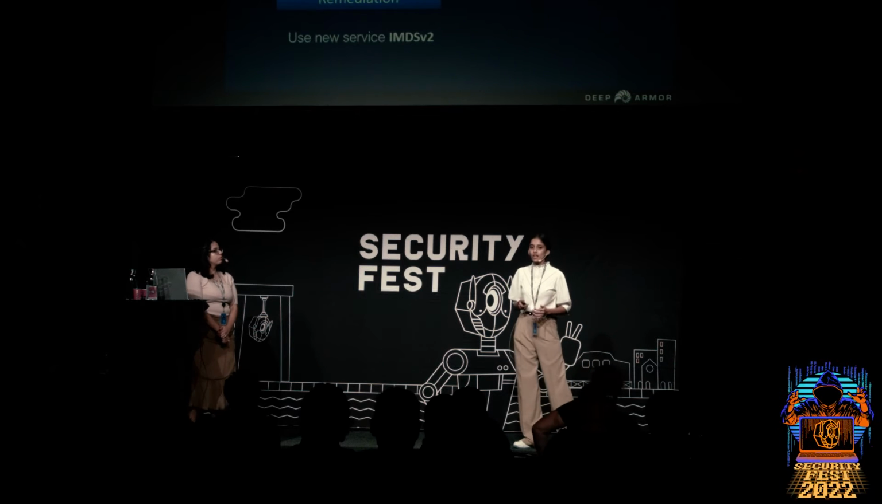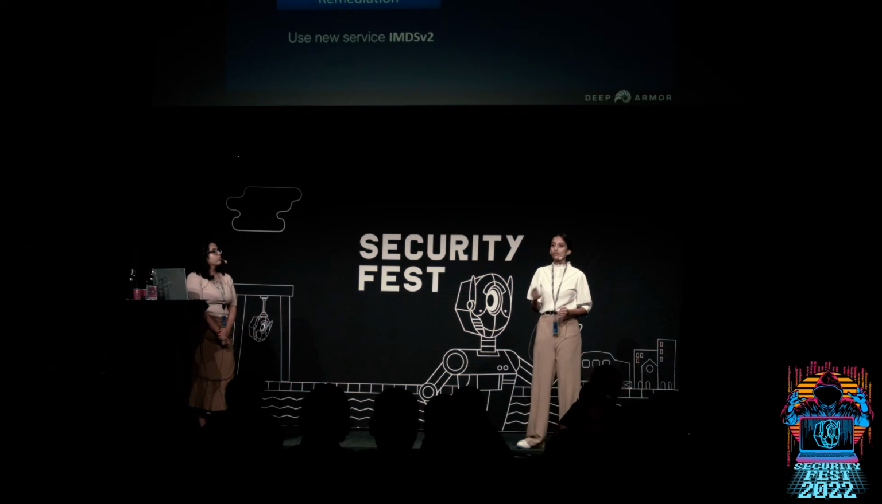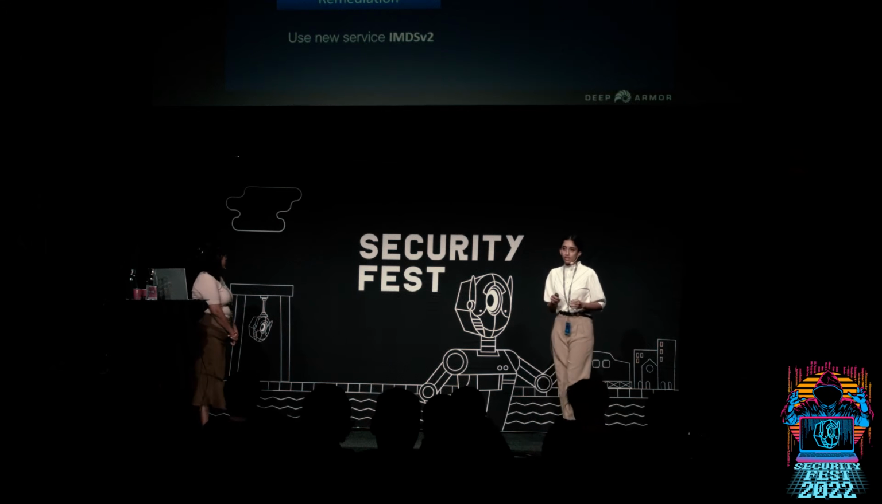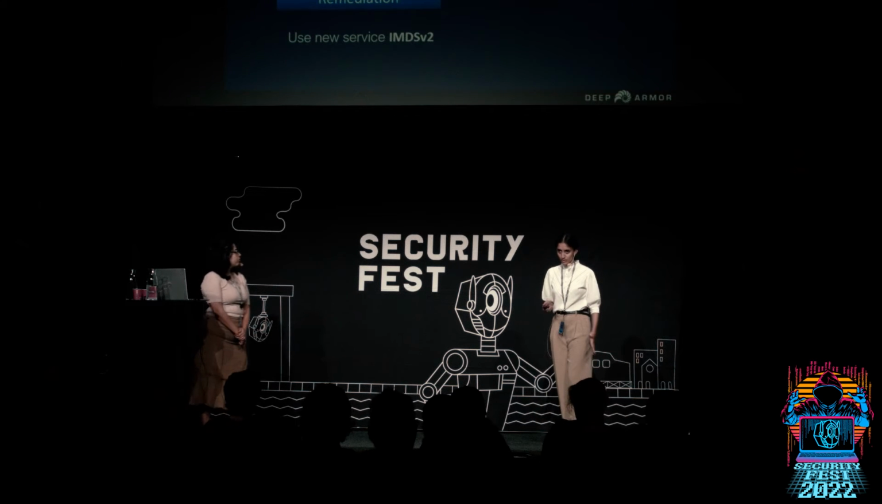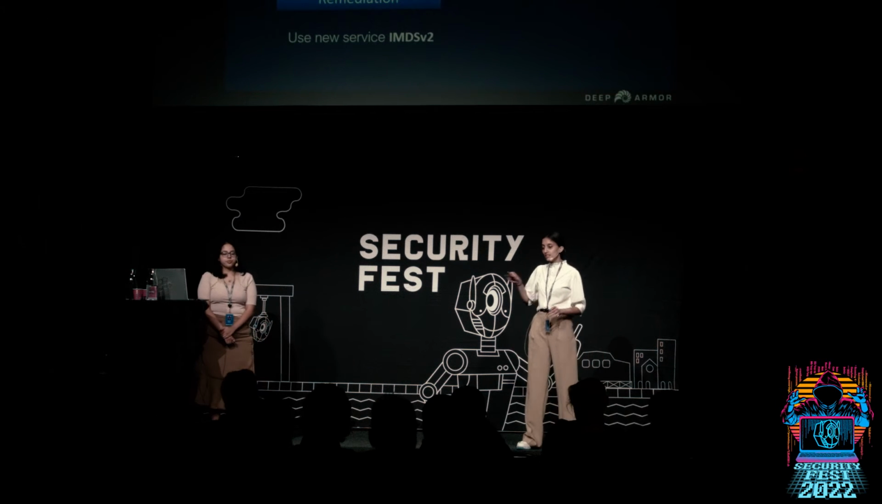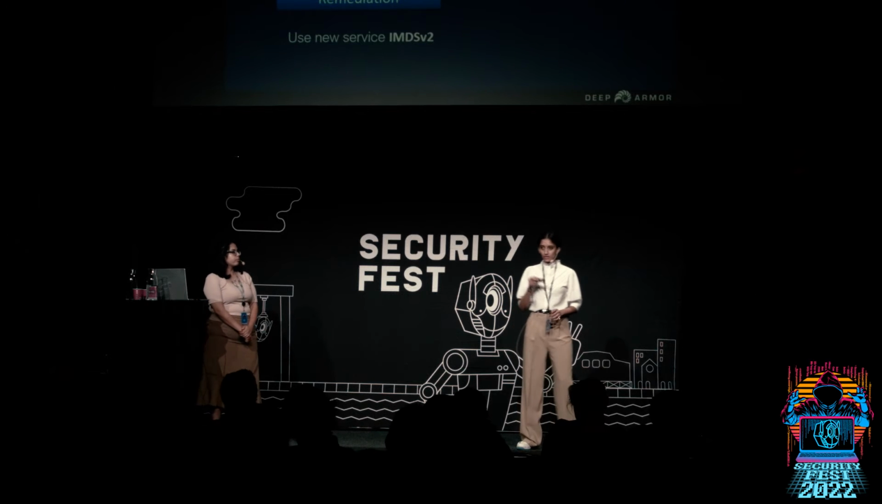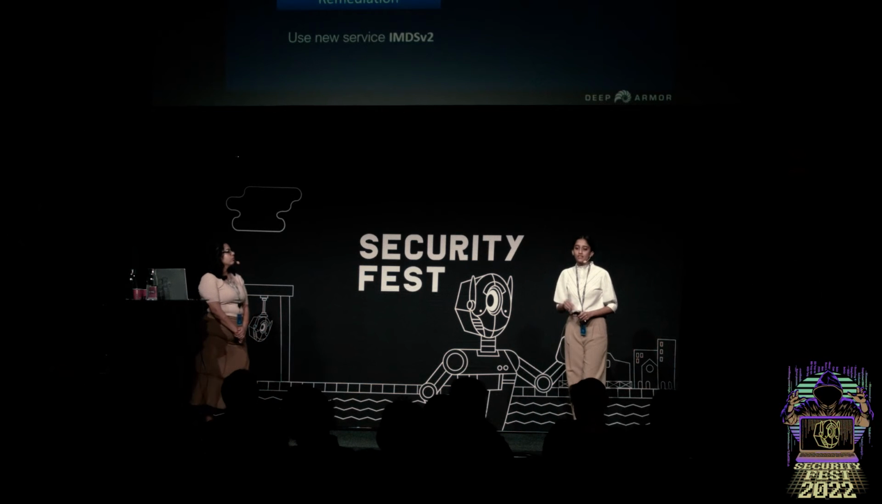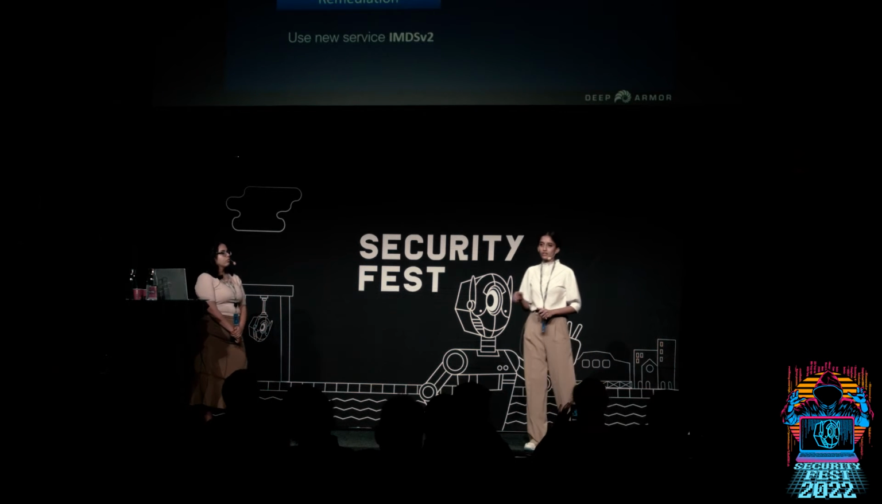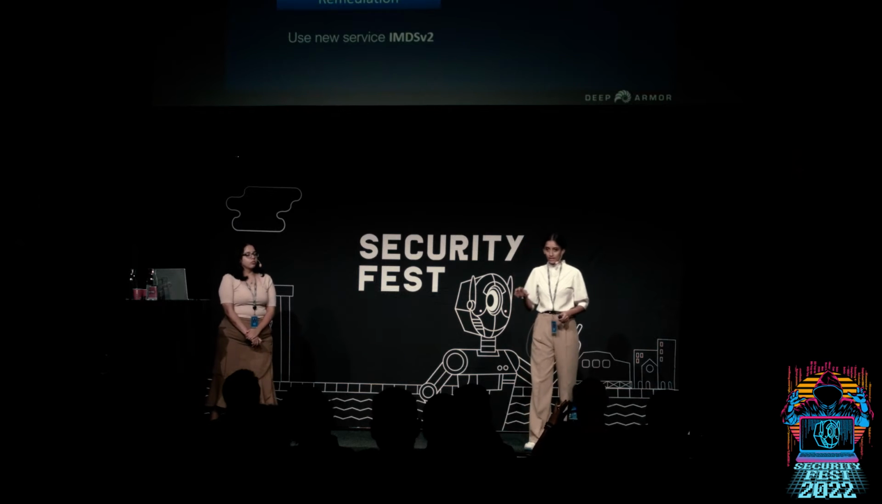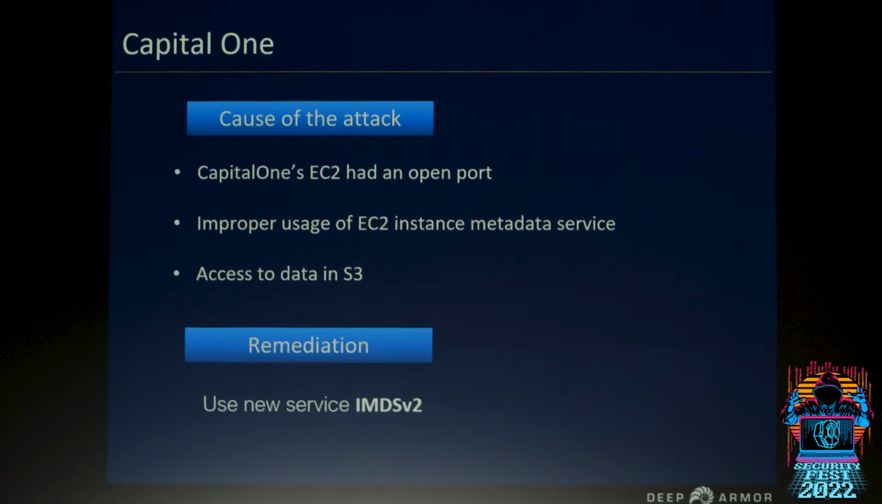Now this service allows you to get access to the role that has been attached to your EC2 instance. This role can be attached to any other AWS service as well. In this case, the role was attached to an S3 bucket, which allowed the attacker to get access to the S3 bucket. Even though this bucket was made private, through this role, the attacker could get access to the information, which was compromised overnight.